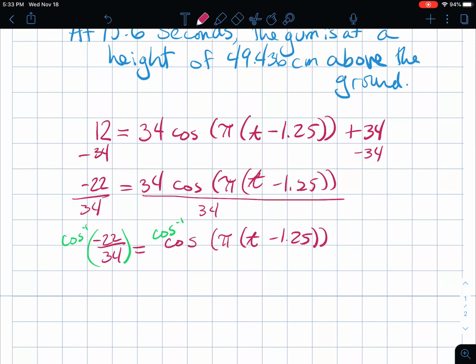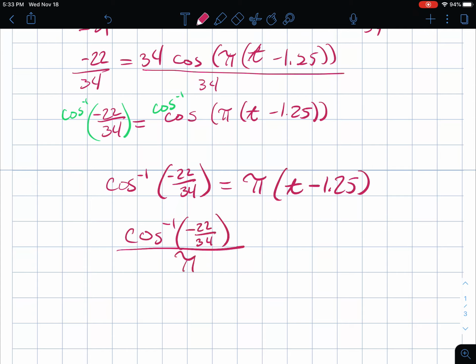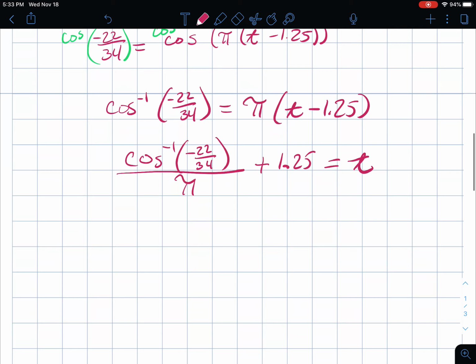So let's see here. So we have cosine inverse of negative 22 over 34. And that will be equal to pi times the quantity t minus 1.25. I'll divide both sides by pi. And I'm going to wait until the end to actually do the calculation so I don't lose a bunch of values. And then I'm going to end up adding 1.25 to both sides. And that will get us t isolated.